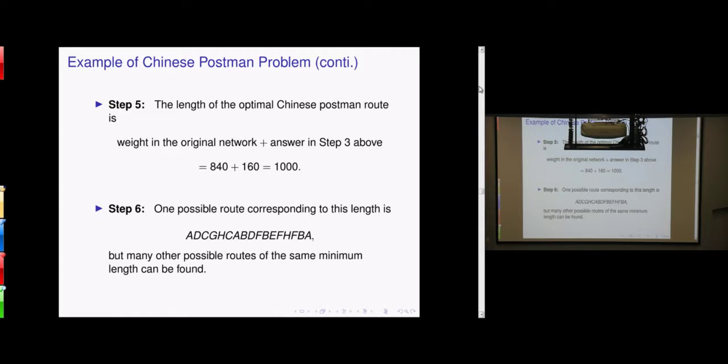Now, one possible route corresponding to this length will be an Euler circuit from the graph with duplicated edges, right? You can try, you can just draw it. But the answer is not unique. You can travel first here, then there, and so on and so forth. So the answer is not unique. But this is an example of the Chinese postman problem.